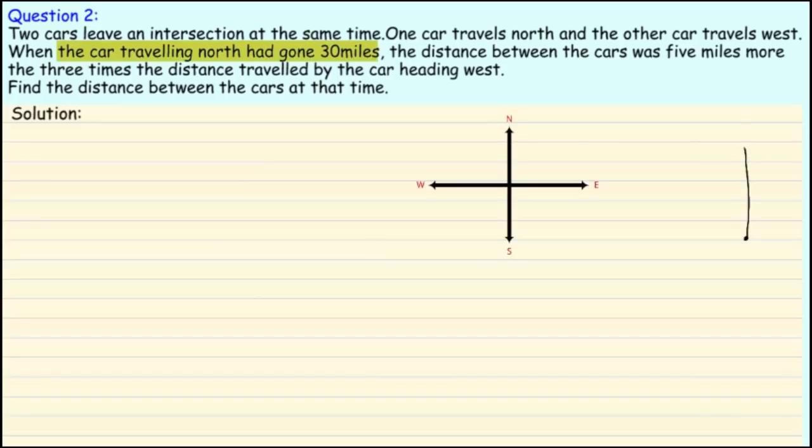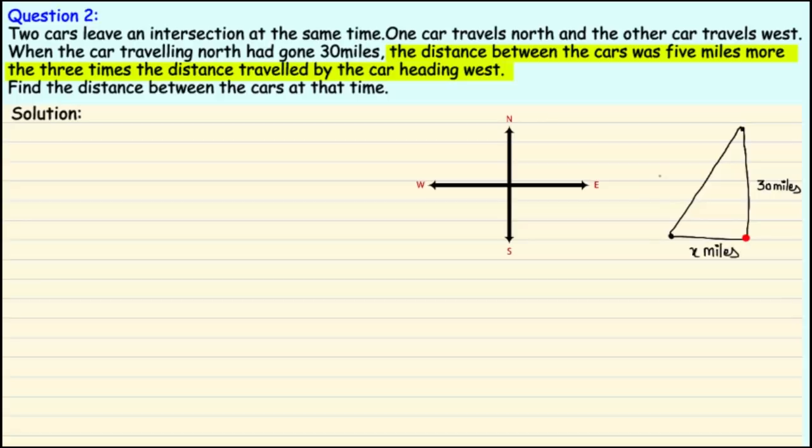Since the distance travelled by one car in the north direction is 30 miles, and simultaneously from the same starting position the other car travelled in the west direction. But as the distance is not given, let us assume x miles, and the distance between the cars, meaning we have to join these 2 points, was 5 miles more than 3 times the distance travelled by the car heading west. Little bit confusing? Okay, let's break the sentence in 2 parts.